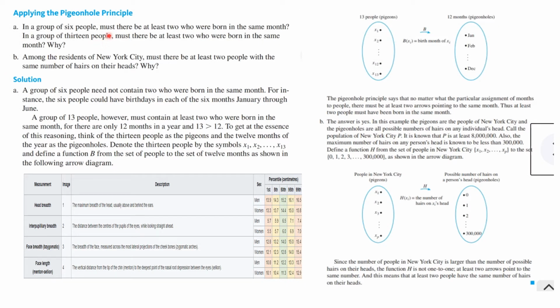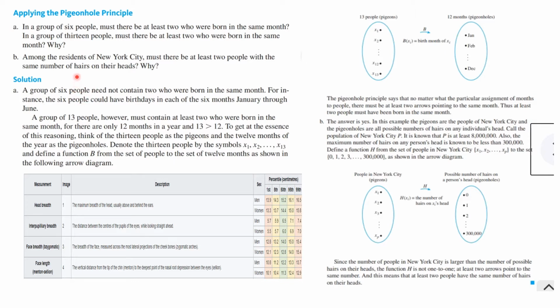In a group of 6 people, must there be at least 2 who were born in the same month? And the answer to that is no, because they could be born in January, February, all the way through June. So, in a group of 13 people, must there be at least 2 who are born in the same month? And the answer to that is yes, because the 13 people are pigeons, and the 12 months are pigeonholes.